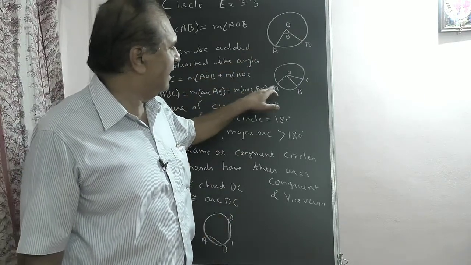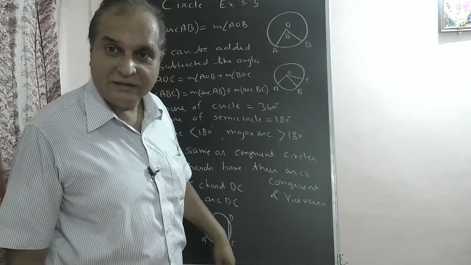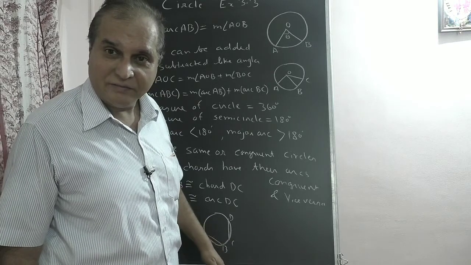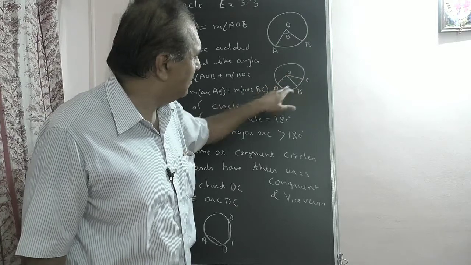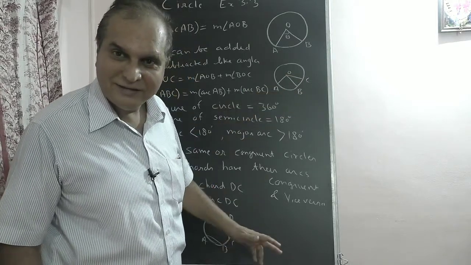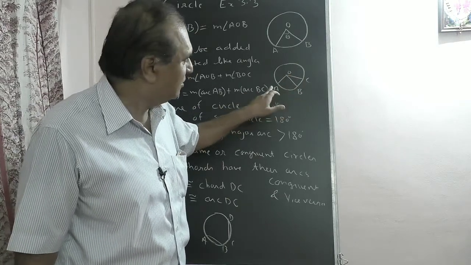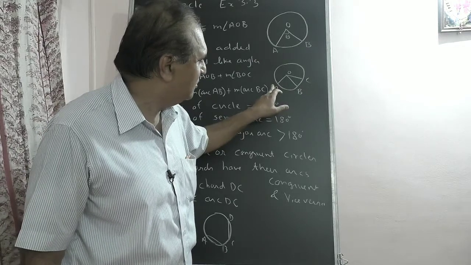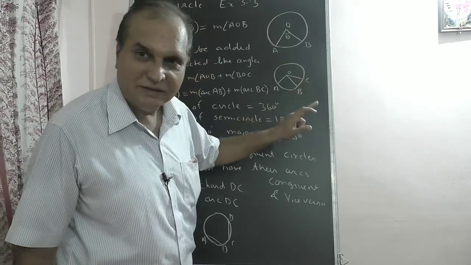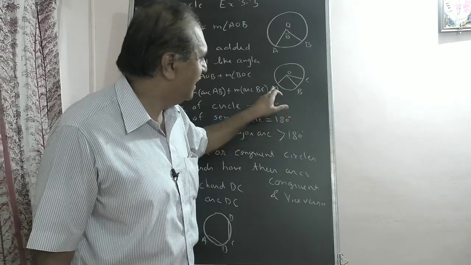See here, angle AOB plus angle BOC is angle AOC. Adjacent angles can be added or subtracted. Getting? Angle AOC minus angle BOC is angle AOB. Right? So simple. Similarly, arc ABC equal to arc AB plus arc BC. Measure arc ABC is m arc AB plus m arc BC. Similarly, m arc ABC minus m arc BC is m arc AB.